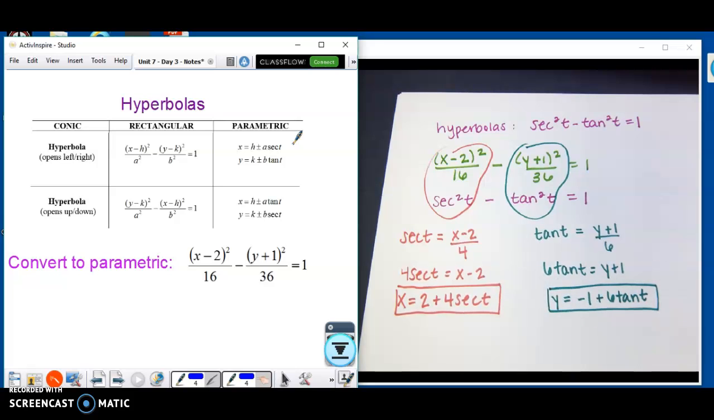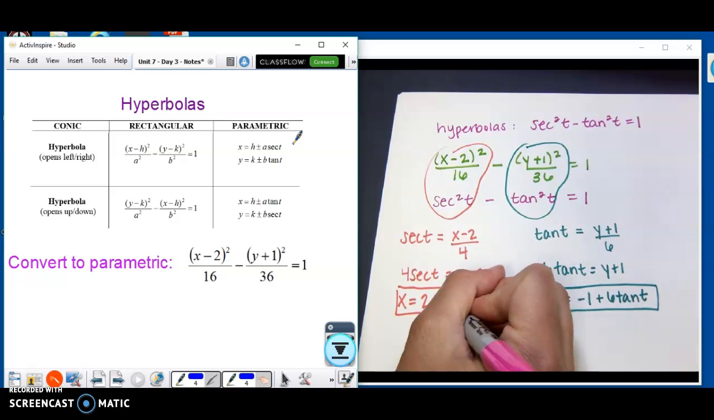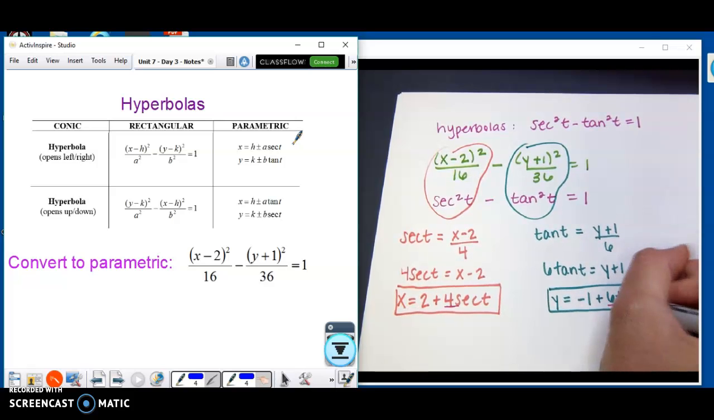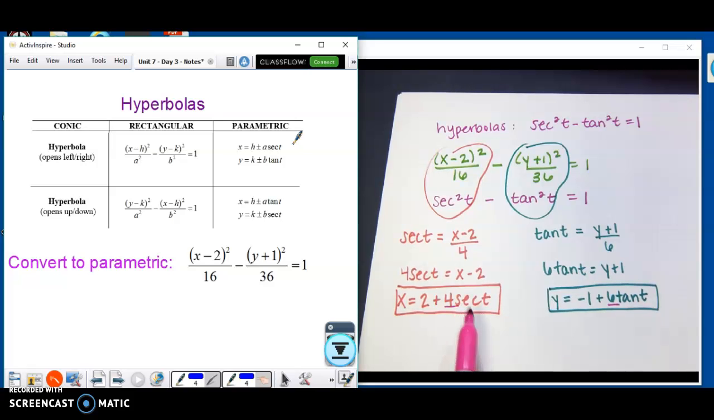Just to talk about this for a minute, these are the parametric forms. This is 4, this is 6, and we have secant and tangent. They should have different numbers because it's a hyperbola. Secant should always be your positive one. So in this case, because secant is always your positive, the A has to be 4, and so the B has to be 6. Remember, A does not have to be bigger for a hyperbola, that's just for an ellipse. So secant will always be your positive one, so your A value is always with the secant.